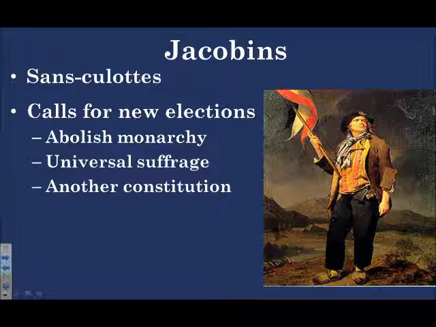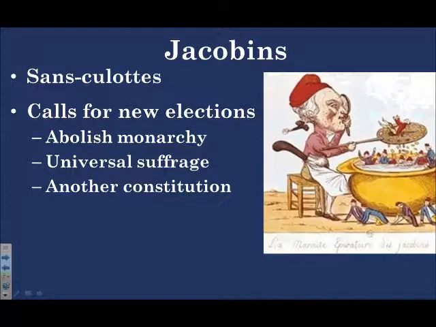And those citizens should be represented so every citizen can vote, or every man can vote. They want universal suffrage, meaning all men can vote. Not just property owners, but all men. And these Jacobins also want a new constitution. They say that the original constitution of 1791 still favors the king, still favors the bourgeoisie and the wealthy and the powerful. So these people want more rights for regular citizens.